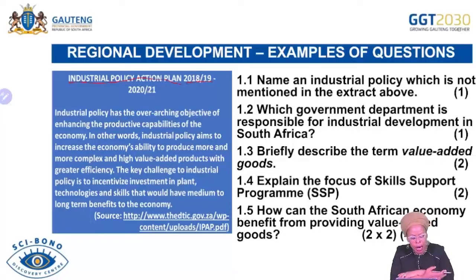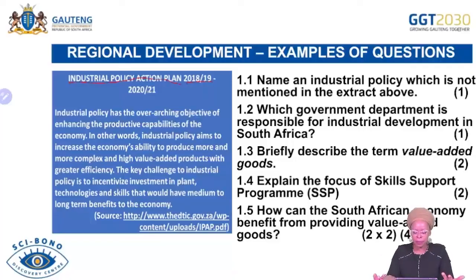Industrial policy has the overarching objective of enhancing the productive capabilities of the economy. In other words, industrial policy aims to increase the economy's ability to produce more and more complex and high value-added products with greater efficiency. The key challenge to industrial policy is to incentivize investment in plant technologies and skills that would have medium to long-term benefit to the economy. So this information has been sourced from the website of the Department of Trade, Industry and Competition.